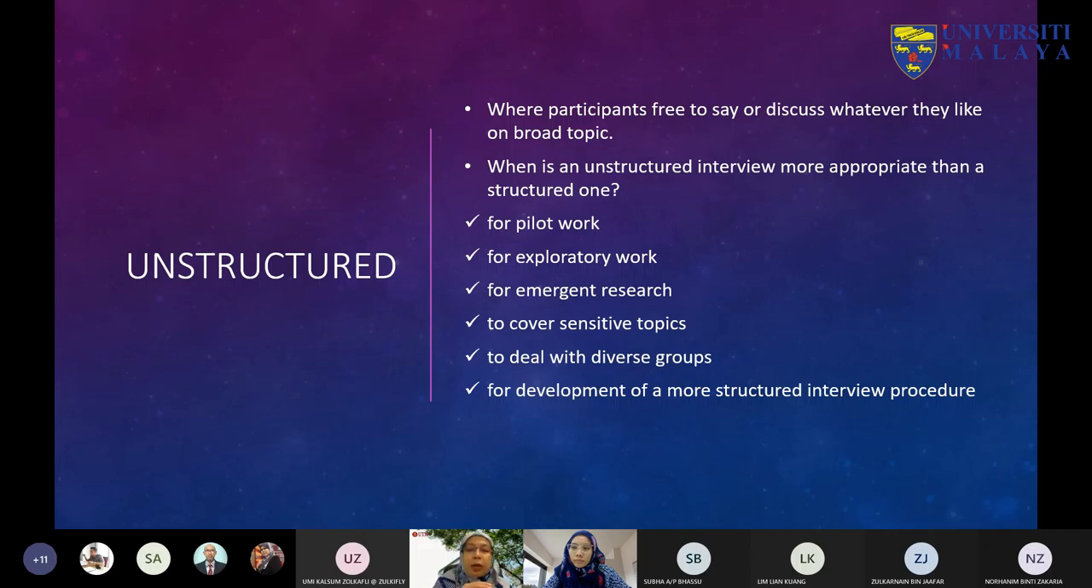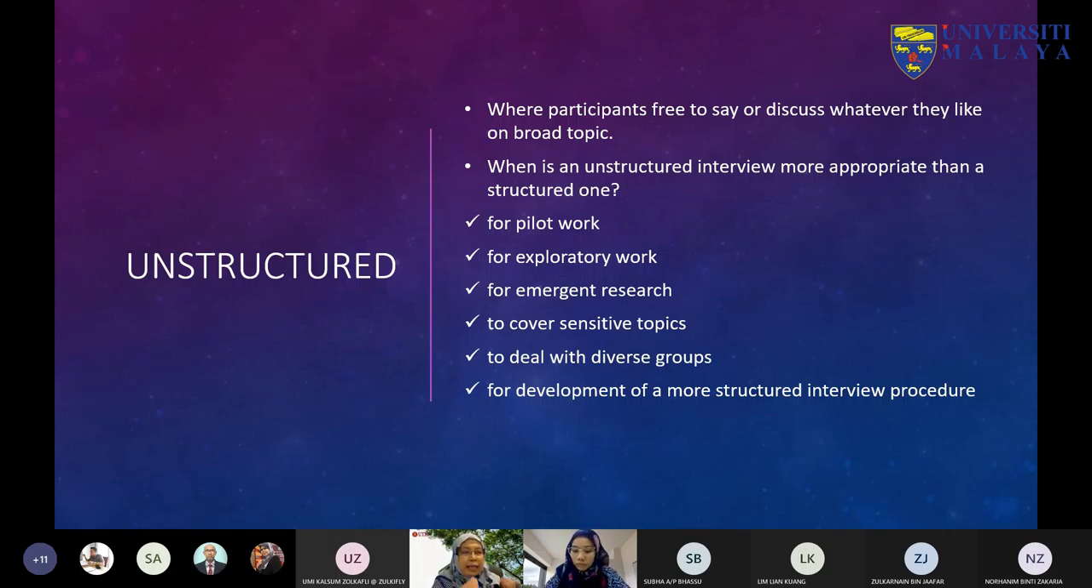Usually for qualitative, we call our participants participant, in quantitative we call them respondent, okay? But under phenomenology, we call them actor. The participant is called or identified as actor.